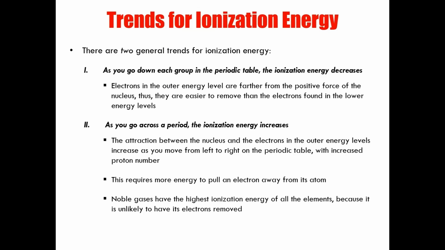As you go across a period, the ionization energy increases. This is explained by the increase in number of protons in each atom as you move from left to right on the periodic table. Although the elements in a particular period have the same number of energy levels, as you move across a period, each element will contain more protons to pull the electrons inward to the nucleus. This makes it more difficult to remove an electron from an atom, thereby increasing its ionization energy. Noble gases have the highest ionization energy of all the elements because they are incredibly stable, and of course they do not want to lose electrons.